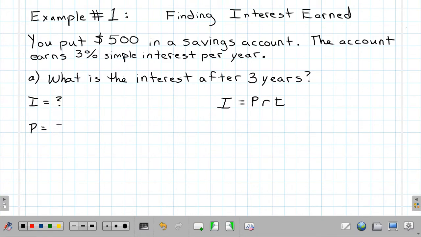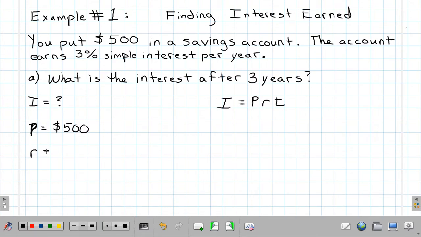We put $500, okay? So that's going to be our principal. Once again, it's how much you put into the account, okay? So you can think of P being principal, meaning how much you put into the account or how much is put onto the loan, okay?